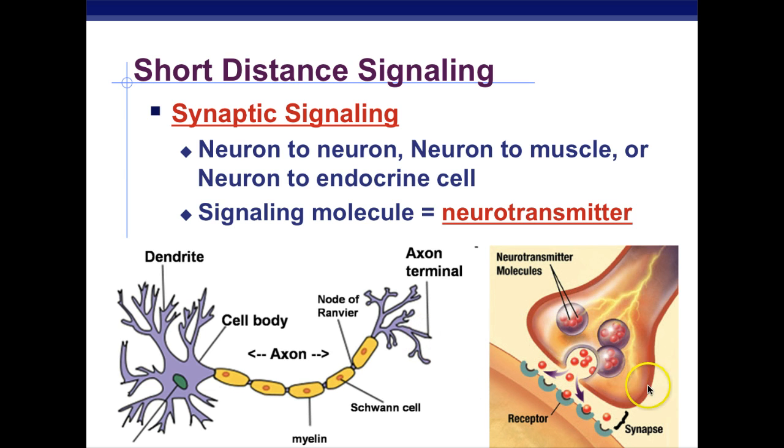Here's the axon terminal. And in the axon terminal, there are little signaling molecules called neurotransmitters. And these neurotransmitters are going to go from one nerve cell to receptor molecules on another nerve cell, or it could be from a neuron to a muscle, which could cause muscle contraction or relaxation, or a neuron and what's called an endocrine cell. Endocrine cells are the cells of your body that make hormones.